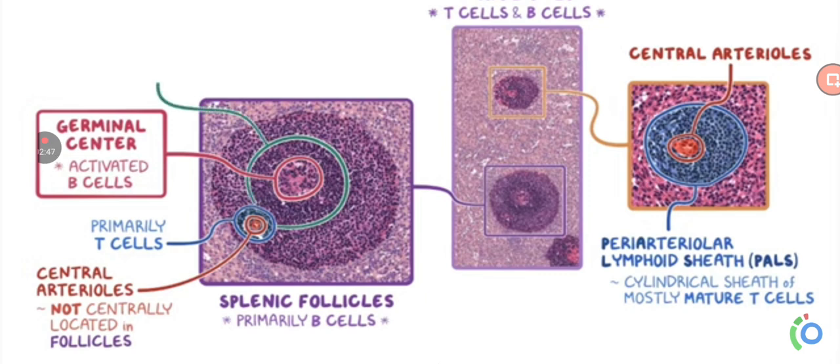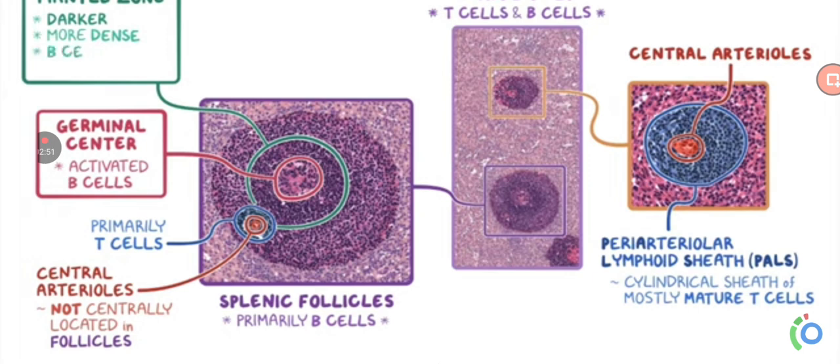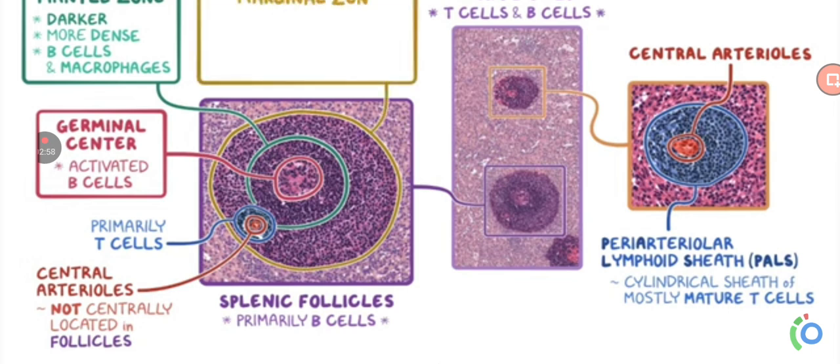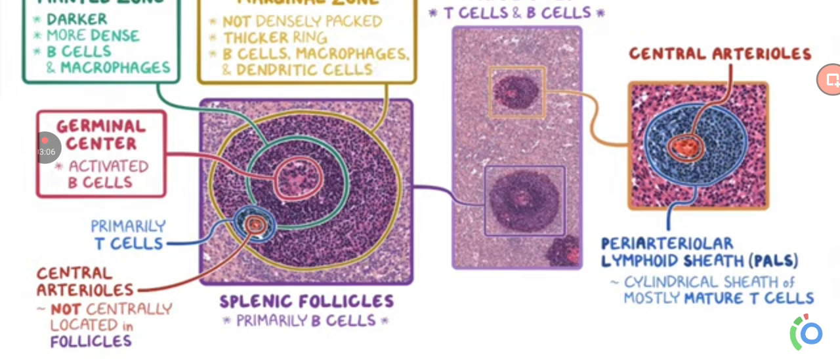Immediately surrounding the germinal center is the mantle zone, which is a dark and more dense circle of B cells and macrophages. And the outermost region that surrounds the mantle zone is called the marginal zone. This zone is not as densely packed and forms a thicker ring of B cells, macrophages, and dendritic cells.